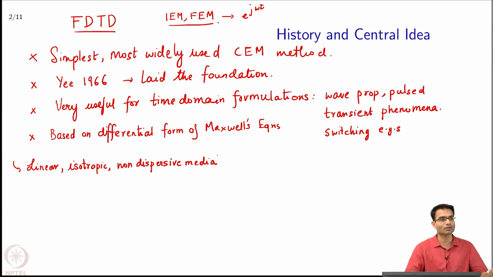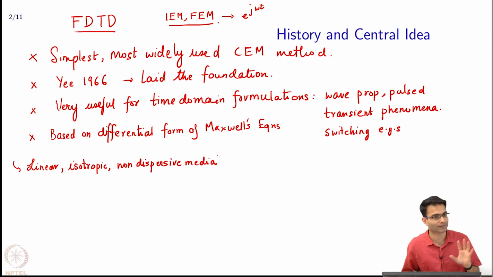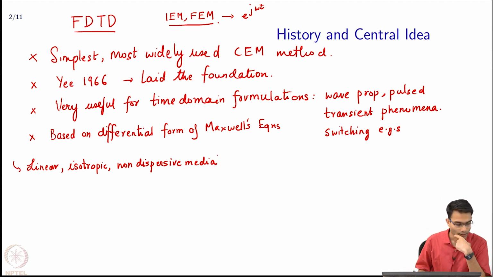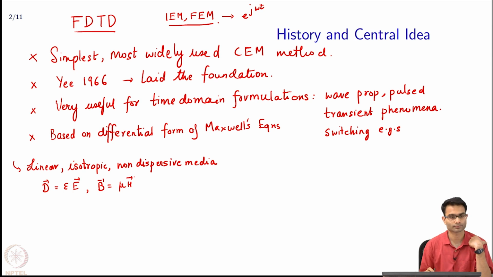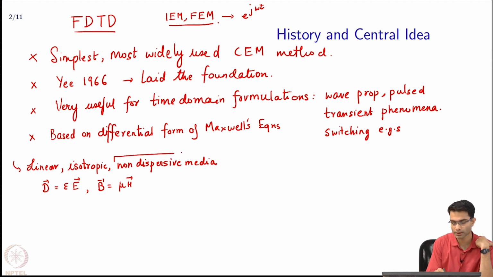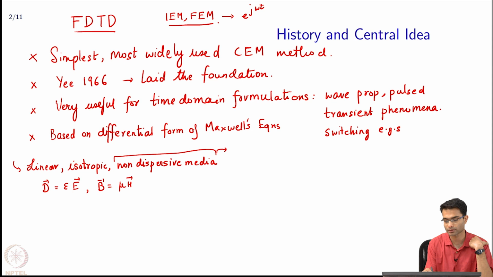So we are making some very strong assumptions, but we'll relax these as we go. We want to just give the central idea first, then we can generalize it. Okay. So over here, under these assumptions, I can write down that my displacement field can be written as just a scalar times electric field. Okay, and B also can be written as mu H. Okay. In particular, this assumption we will change later, but it takes a lot of work.